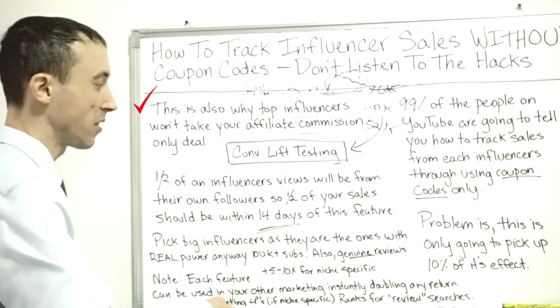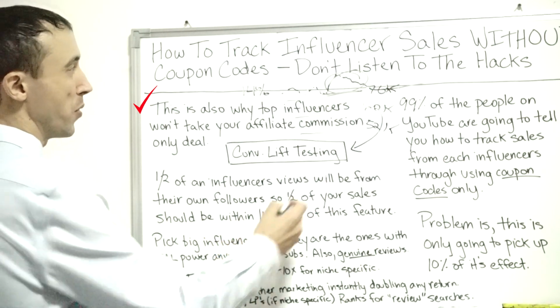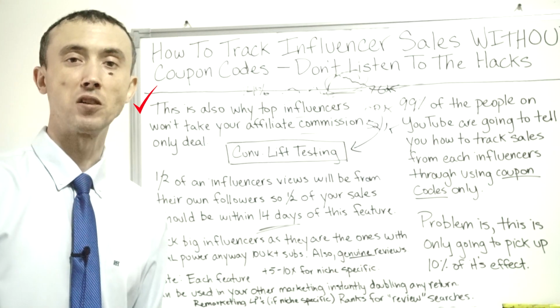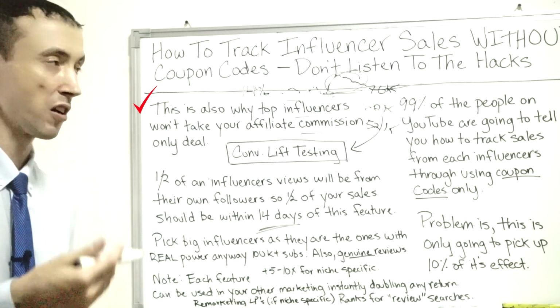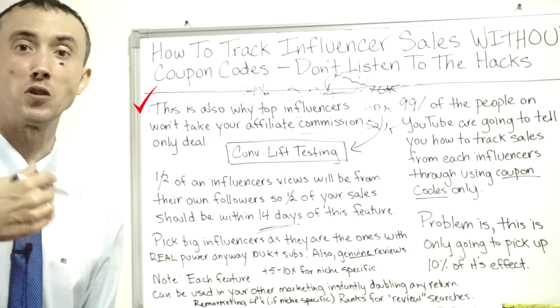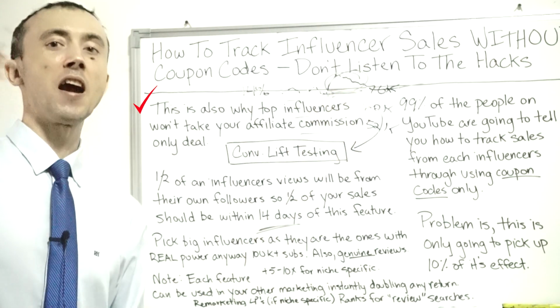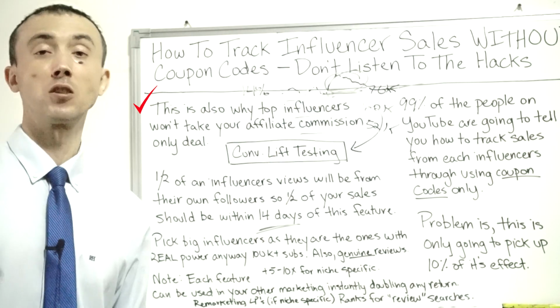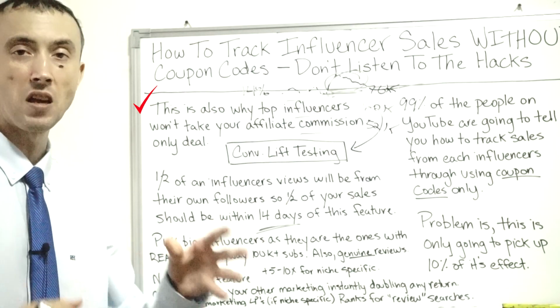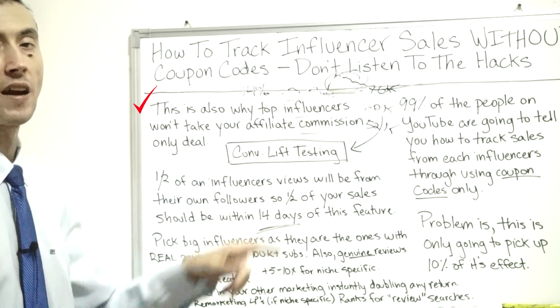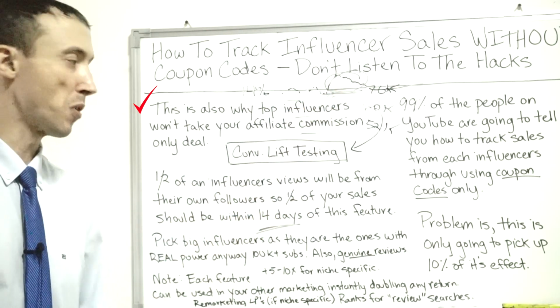So if you're talking about Instagram, to keep it simple, whatever happens in the next 14 days, you take that, that's basically what your sales are going to be. 90% of your sales are going to occur within that first 14 days. For YouTube, half of your sales are going to occur within that first 14 days. The other half is going to occur within the next 3 years, essentially. Follow me here? So that's how you're going to essentially do the conversion lift testing and figure out how many sales that influencer brought in.